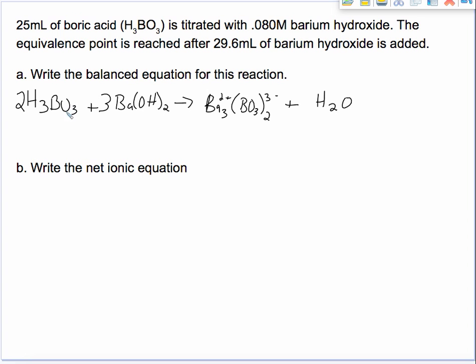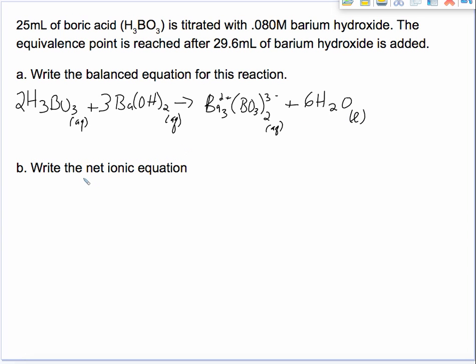Then I always do it that way. Then I do the waters last. So you got 6 hydrogens here and 6 here. That's 6 plus 6 is 12. So you're going to need 12 hydrogens here. Put a 6 there. The oxygens will automatically balance out. Now, we have to write the net ionic equation. So I probably could have written these symbols that these are all aqueous, and barium borate would be aqueous and water will be a liquid.